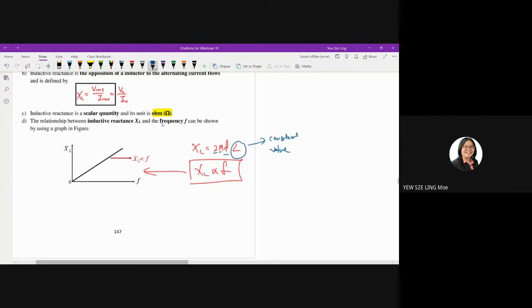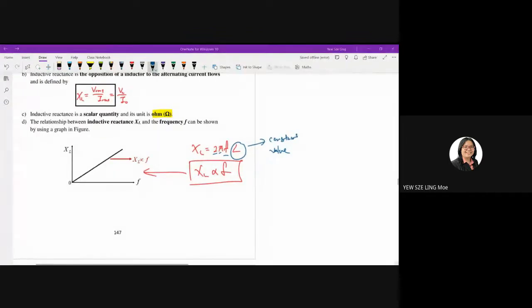Meanwhile, you go through these 3 fundamental circuits first. If you don't understand these 3 fundamental circuits, then you wouldn't be able to understand the combination circuit, especially when it comes to which one is leading and which one is lagging.